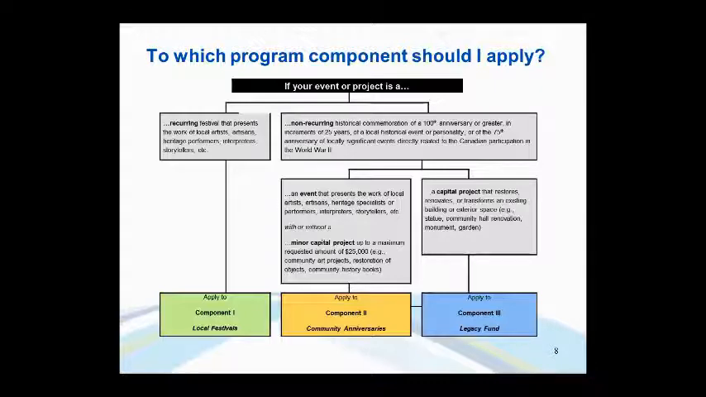Coming up on your screen, you'll see a chart which will help you navigate the 3 components and which one you should apply to. As you can see, the festivals are recurring events that you must have done at least once in order to apply to the program. So if you're having a first-time event, it's not eligible for funding under festivals. For non-recurring anniversaries, if you're having an actual anniversary celebration with or without a minor capital project, you apply to the anniversaries component. And if it's just a large-scale capital project, you'll be applying to the Legacy Fund.